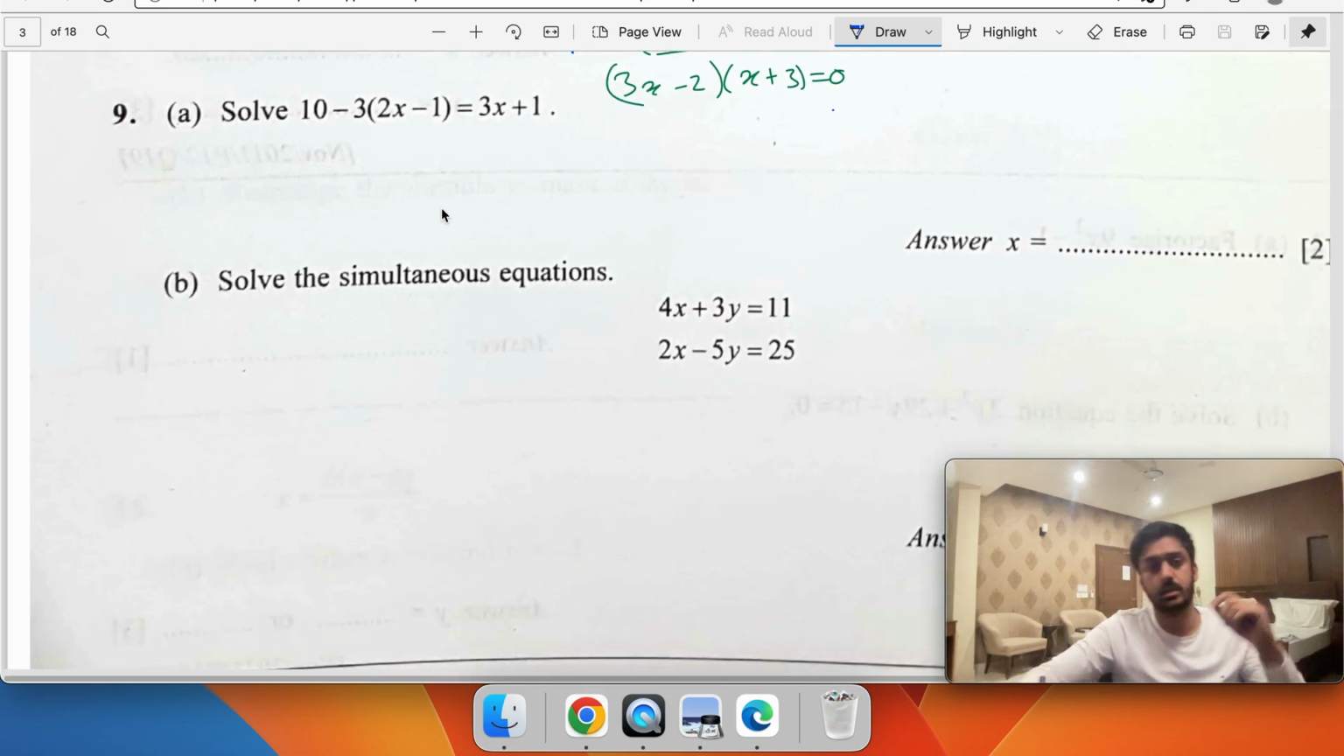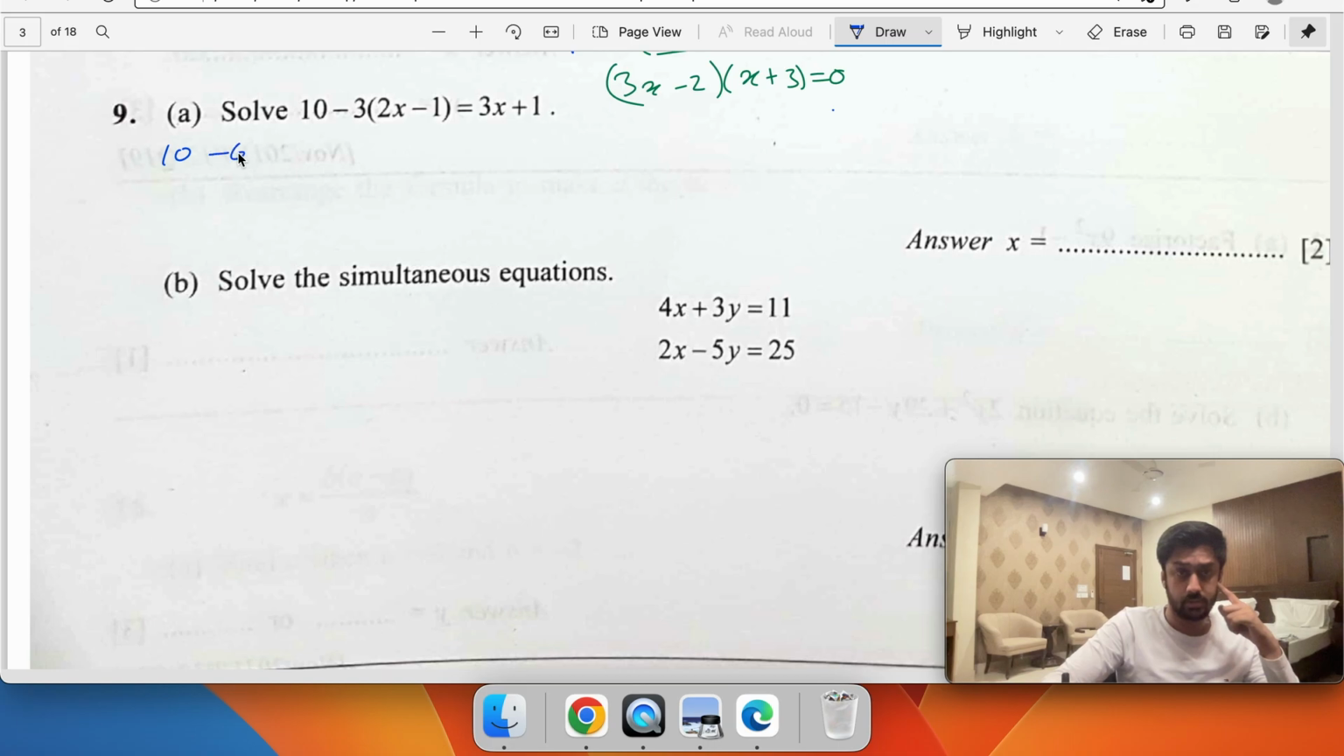Question number 9. Simplification. 10, 3, 2 times 6, 3 into 1 is 3 is equal to 3x plus 1.